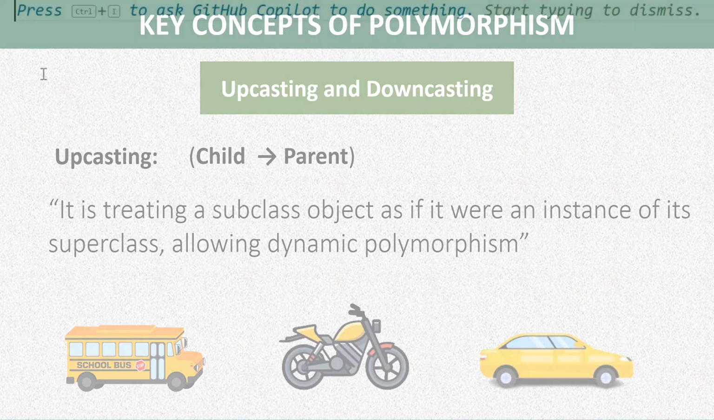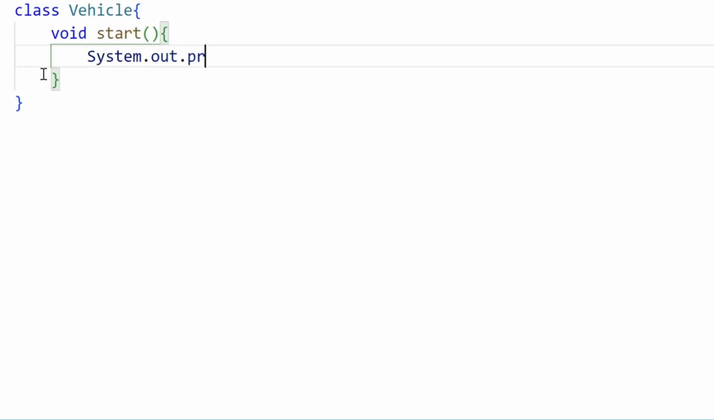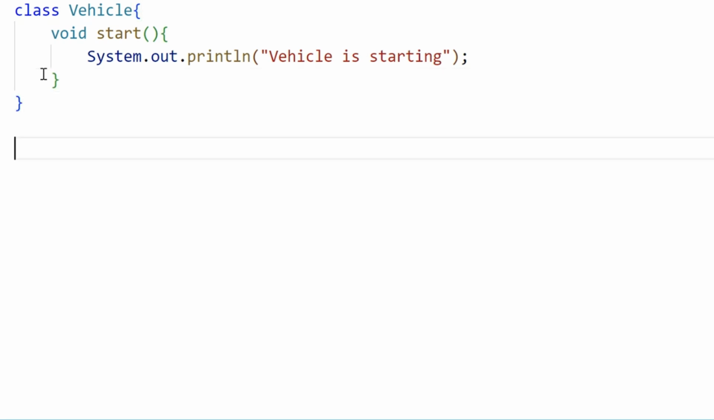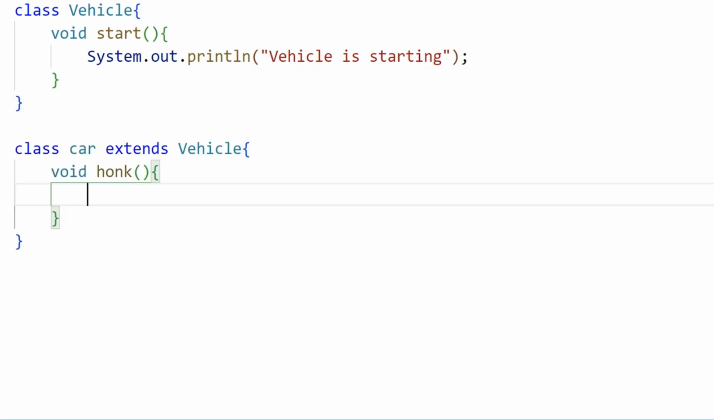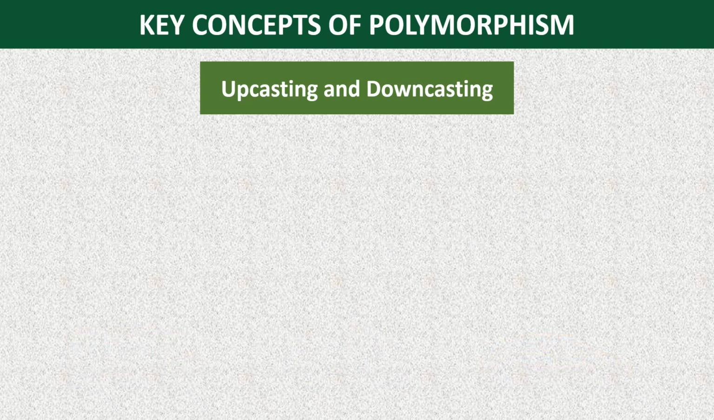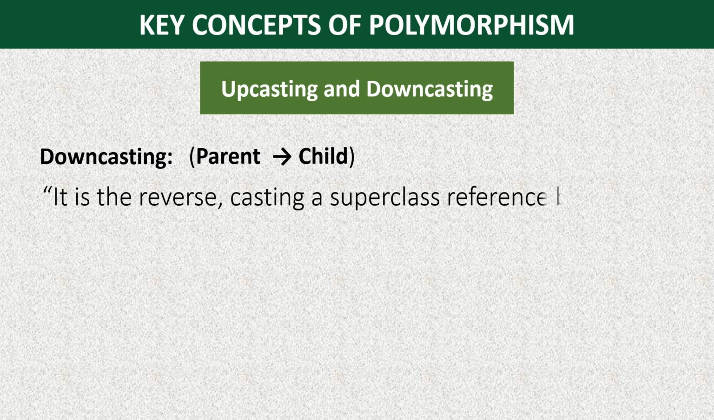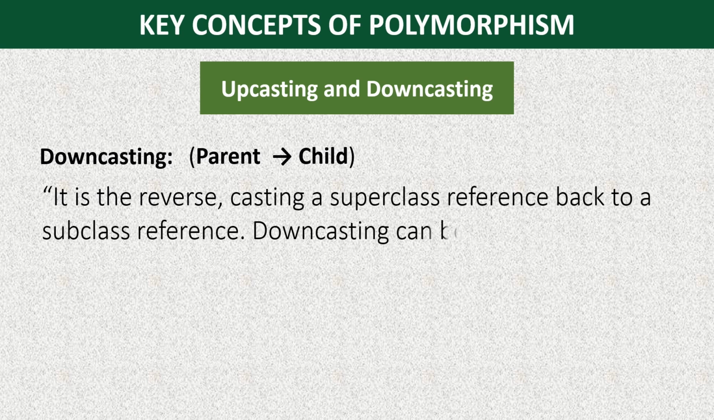vehicle category. We create a vehicle class, like the previous one. Now we create a car class and extend it to the vehicle class. Here we are treating the subclass car as its parent class vehicle. Our next topic is downcasting. It is the reverse, casting a superclass reference back to a subclass reference.